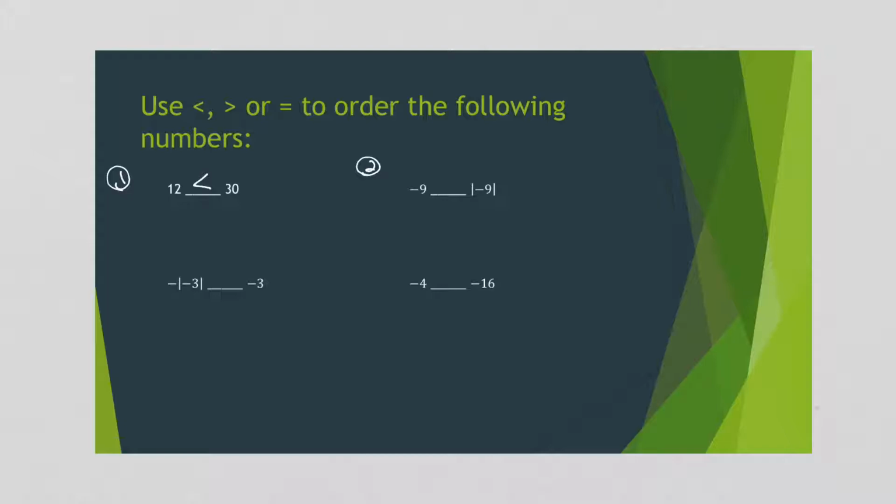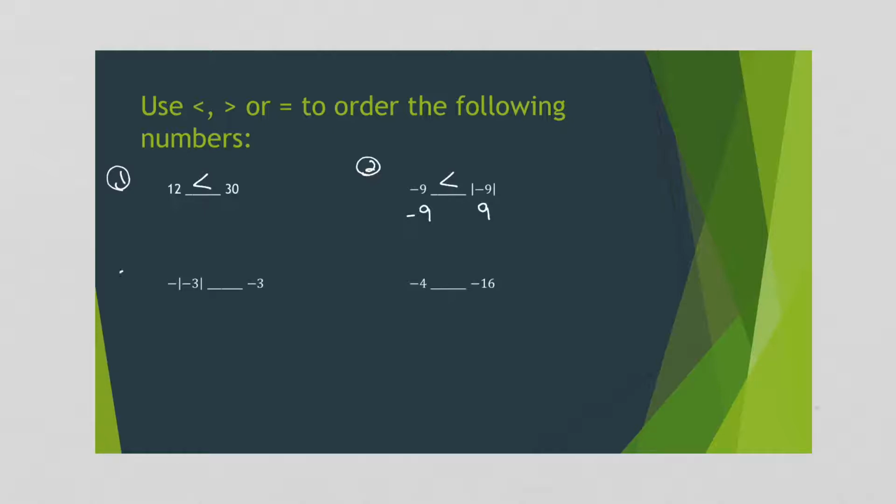Alright, let's look over here. So I've got negative 9 on the left, and what is the absolute value of negative 9? It's positive 9, and you'd rather have positive 9 in your pocket, so that's why negative 9 is less than 9.